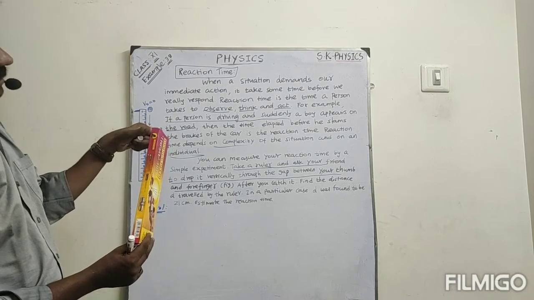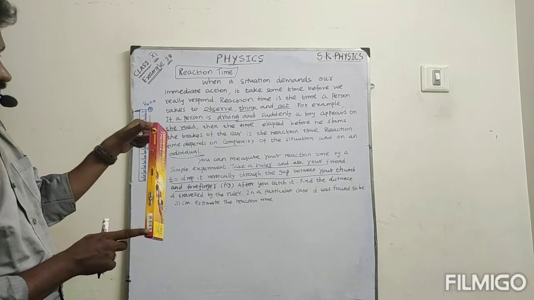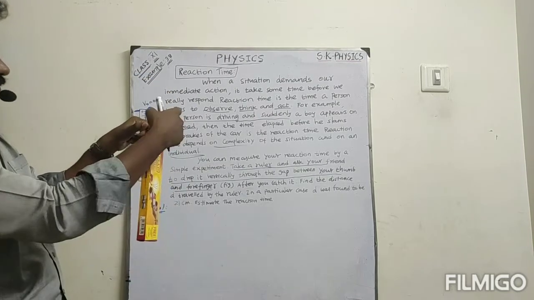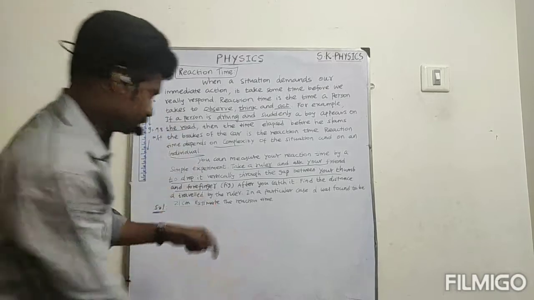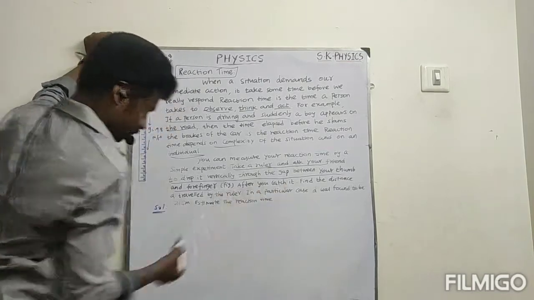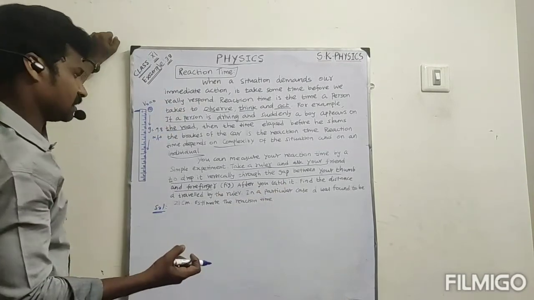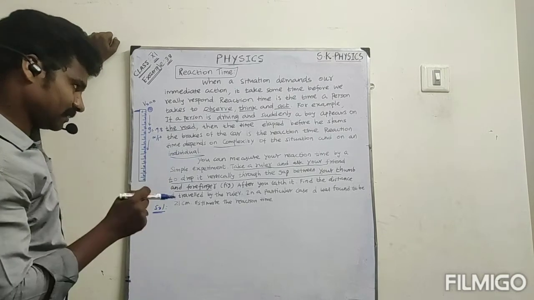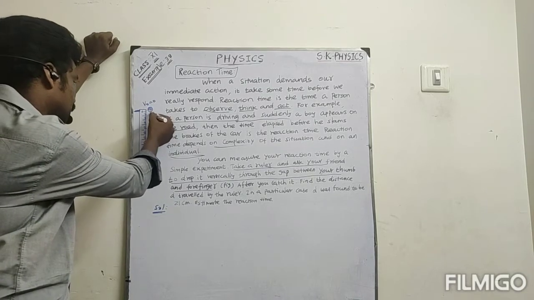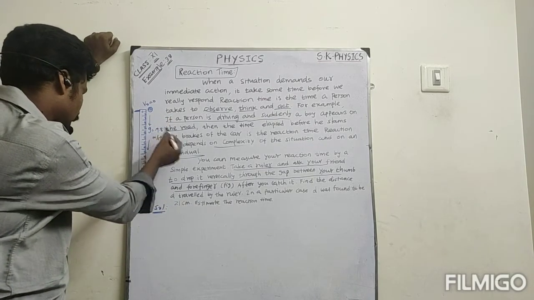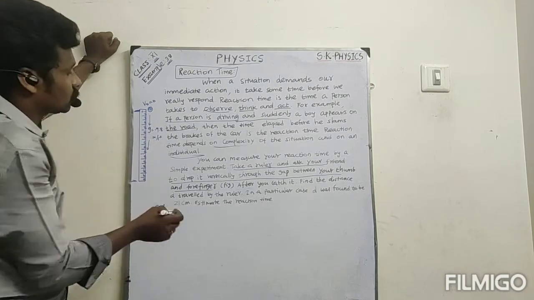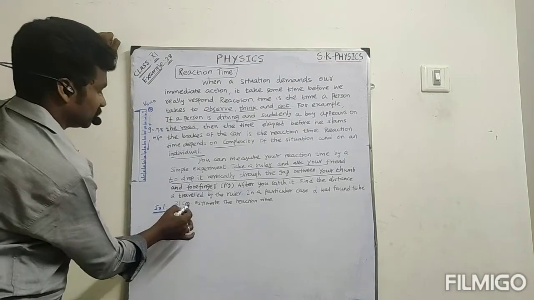Your thumb finger is here, then your forefinger is here. Your friend leaves the object from here. In this situation, listen, after that you have to catch it. And then find the distance traveled by the ruler. The object is passing through the ruler, so that distance covered is given.